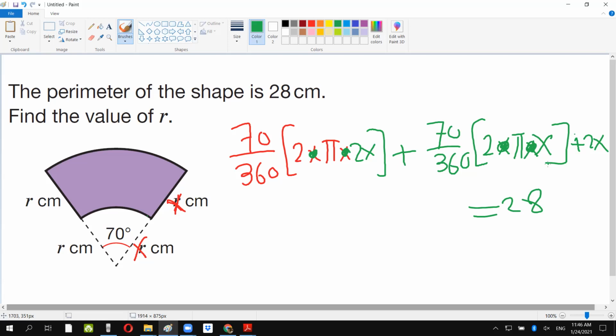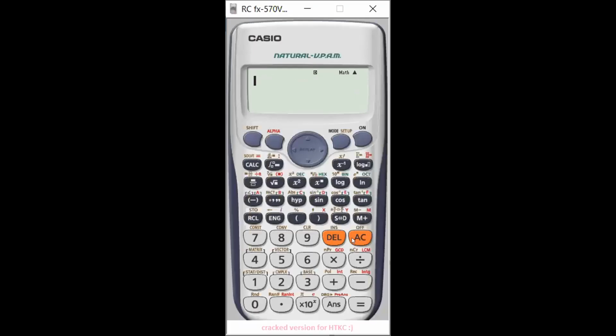Did you finish? I will share my calculator, only my calculator. You cannot see the equation. The equation was 70 out of 360, open bracket, 2 times shift pi times 2x, close the bracket. I wrote the first.